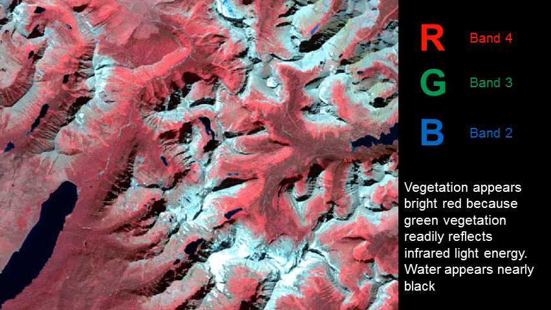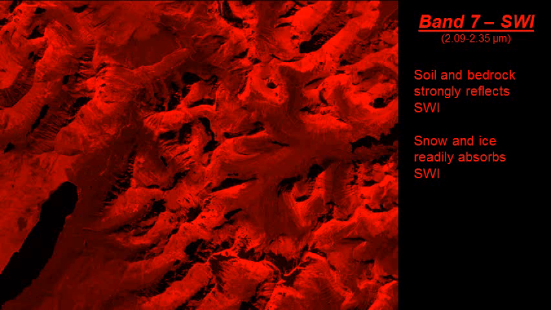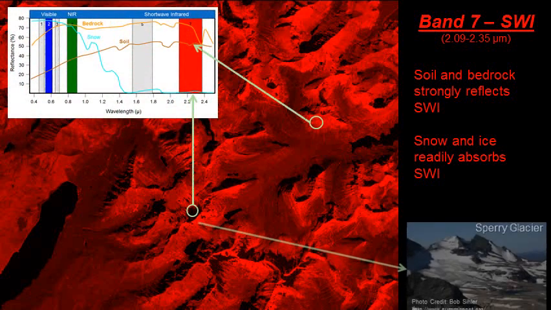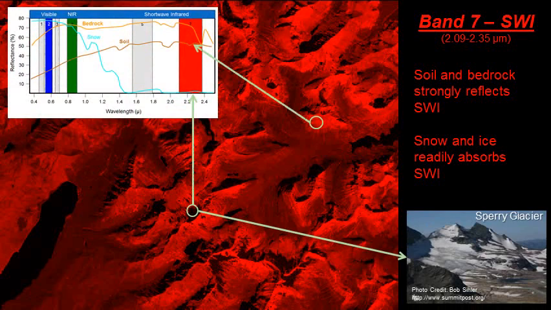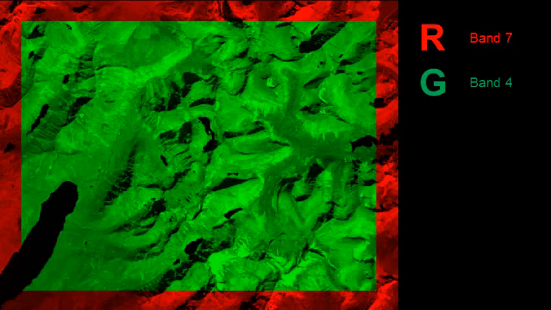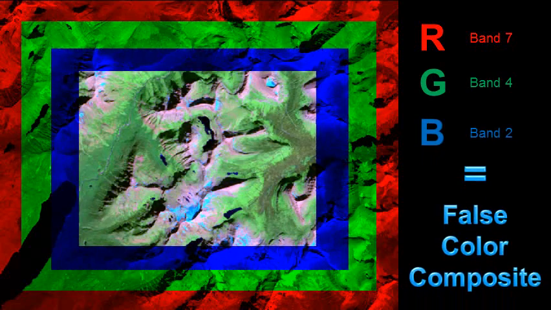We're going to investigate one more band combination, and one that actually includes a shortwave infrared band, in this case band 7. Band 7 is very strongly reflected by soil and bedrock, and as we saw earlier, is also absorbed really well by snow and ice. If we assign band 7 to the color red and band 4 to green and band 2 to blue, we end up with a false color composite image.